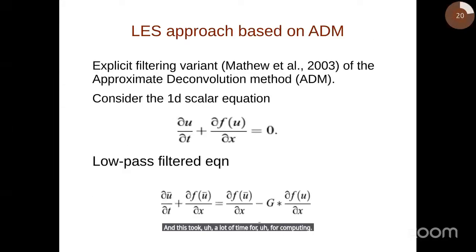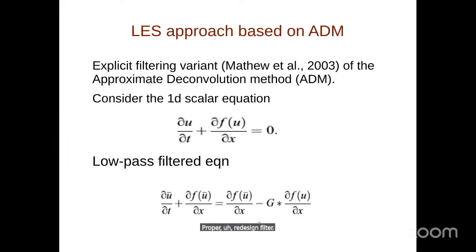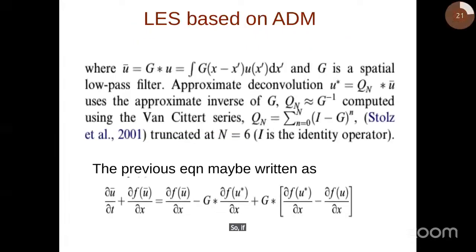Okay. So I'll just quickly go through the explicit filtering approach, which we use for the larger simulations. It just means that we filter the Navier-Stokes equations using a properly designed filter, and that is it. So we don't use any other subgrid scale model. If you want, you can look into it. The slides are there.